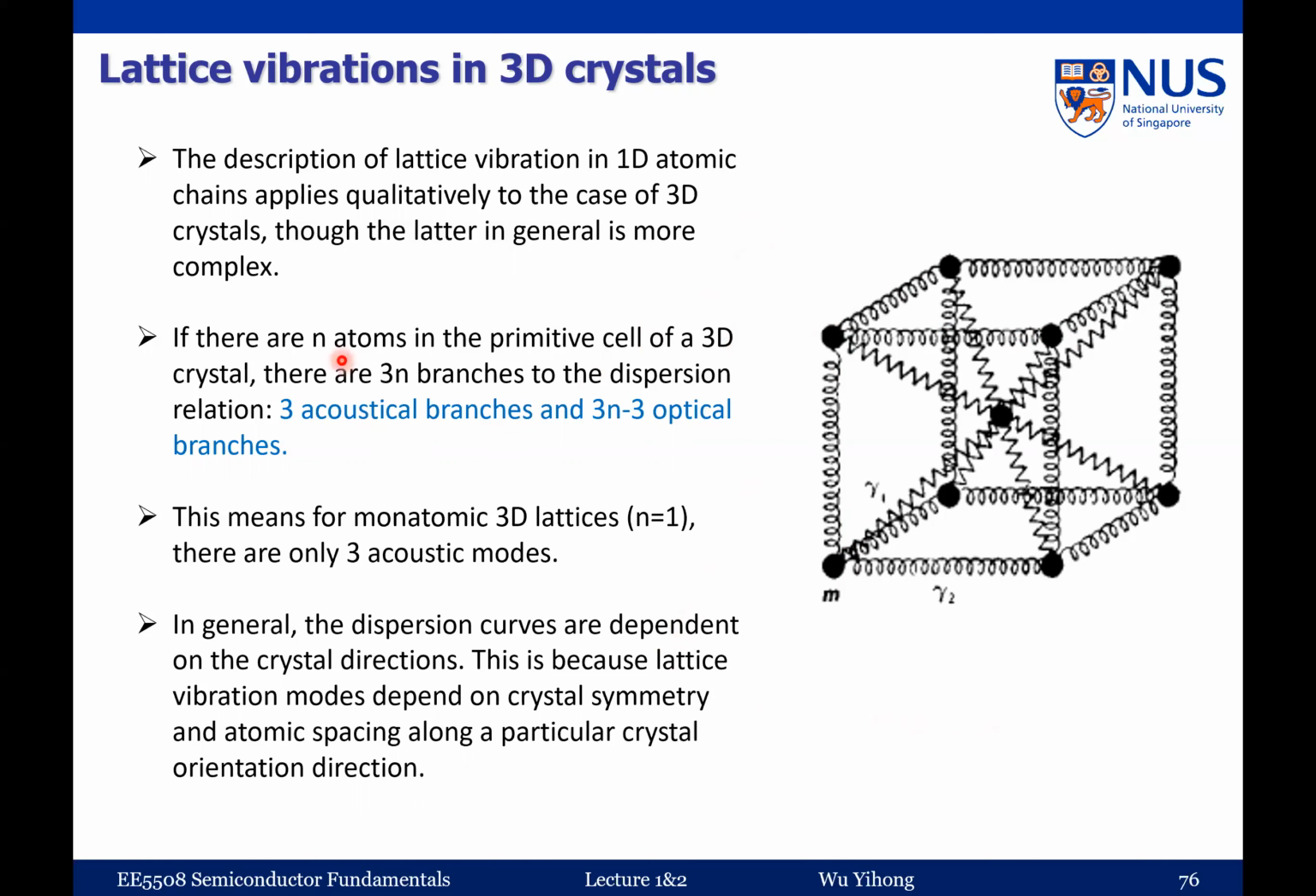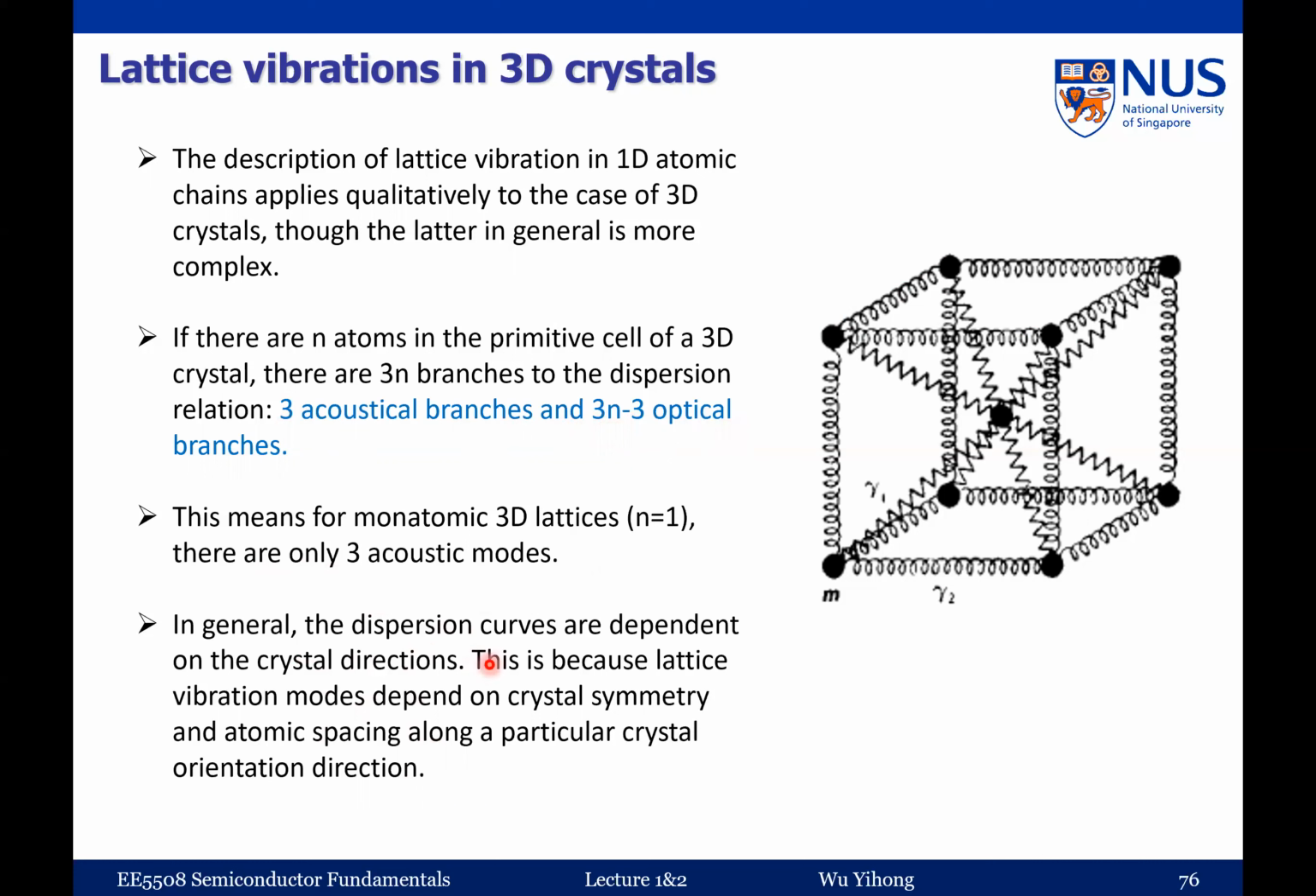In general, if you have n atoms in the primitive cell of a 3D crystal, you will always have 3n branches. Among these 3n branches, 3 of them will be acoustic branches, and the remaining ones will be optical branches. So the acoustic branch number is 3, and the optical is 3n minus 3. If n is 1, you don't have an optical branch, like a monatomic chain, right? If n equals 2, like a diatomic chain, you will have 3 acoustic branches and 3 optical branches for the 3D case.